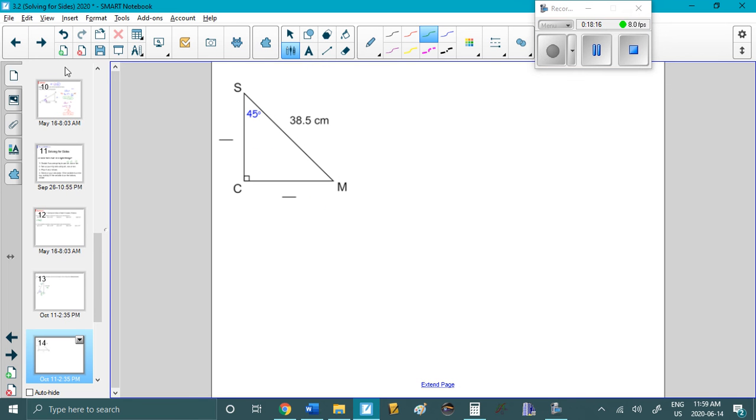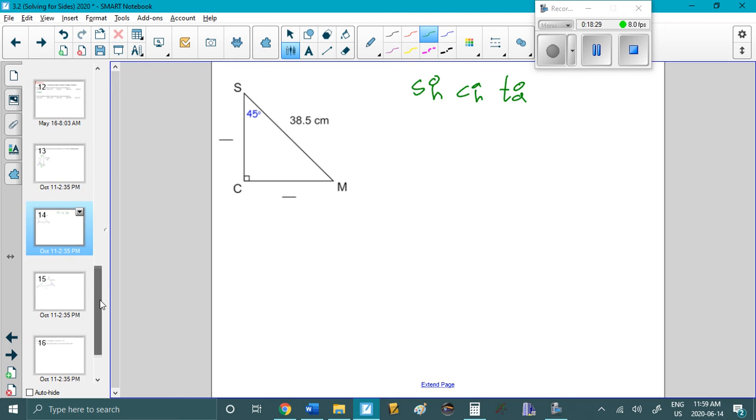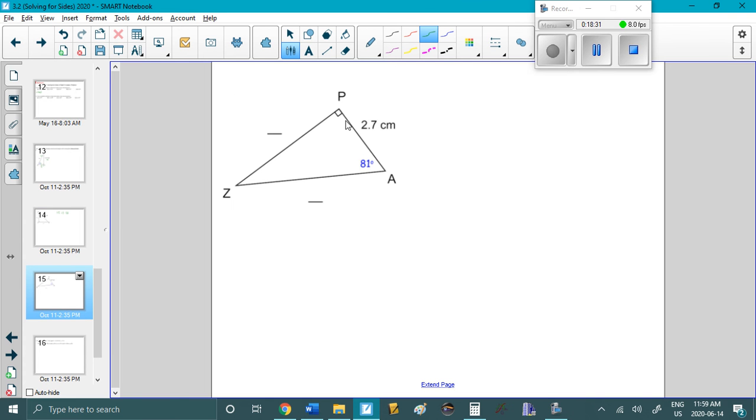Okay, and the next one, triangle SCM. Again, you label the sides, put in the reference angle, you get your Sohcahtoa going, and solve it. I will show the solutions to these at the end of the day, like I always do, and you can check your work. Next one is, again, pretty straightforward. The triangle is on its side. Shouldn't really matter. Just remember that this is the hypotenuse still across from the 90.